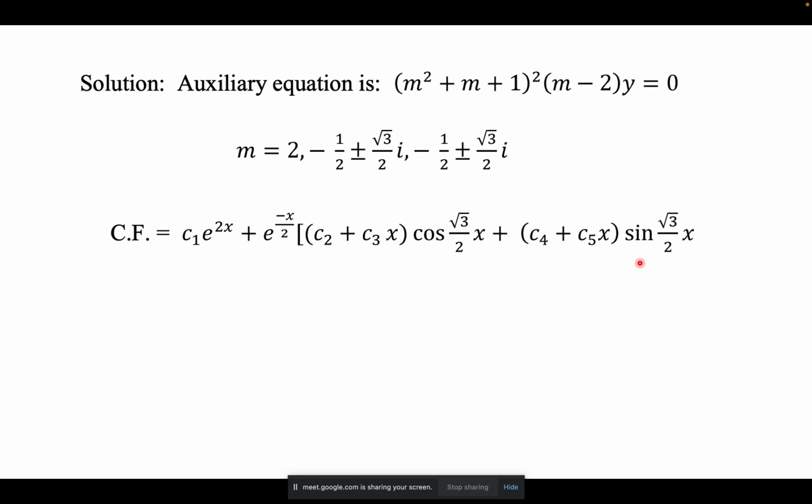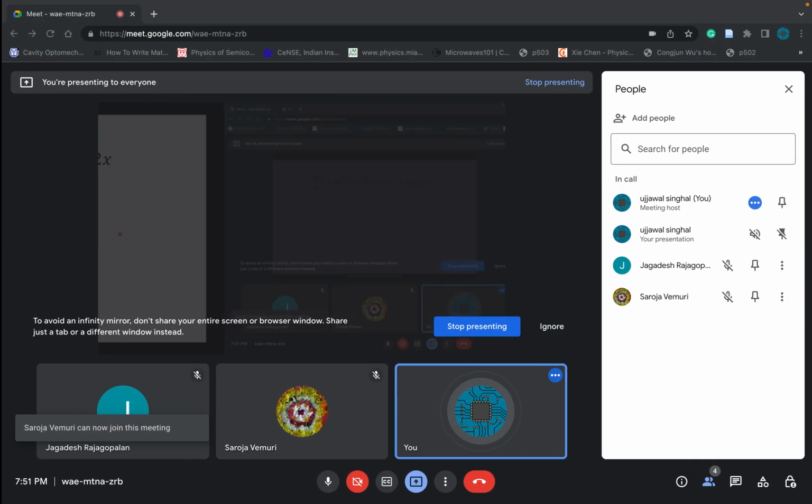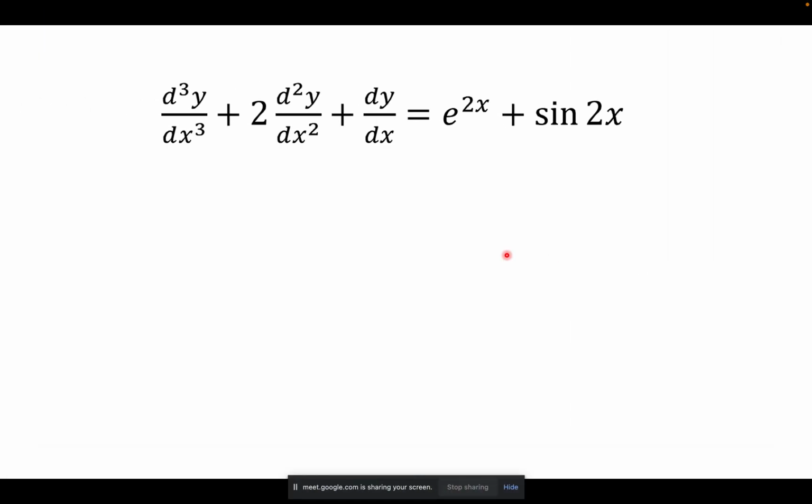So now I will be moving forward and dealing with the last question. This will be the last question of the day. Here you have a third order differential equation: d cube y by dx cube plus 2 times d square y by dx square plus dy by dx is equal to e power 2x plus sine 2x, right?